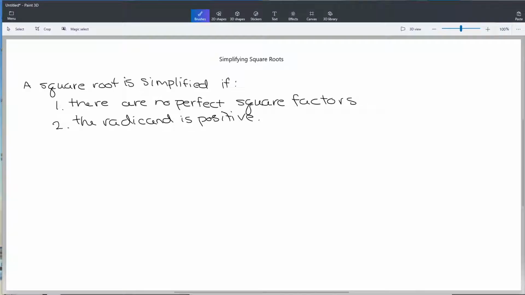Hey everybody, in this video we're going to continue talking about simplifying square roots. Remember from last time that we consider a square root simplified if there are no perfect square factors, and that's what we focused on in the previous video, and if the radicand, or the inside part of the square root, is positive, and that's what we're going to focus on in this video. Before we get to simplifying with negative radicands, let's look at some definitions.